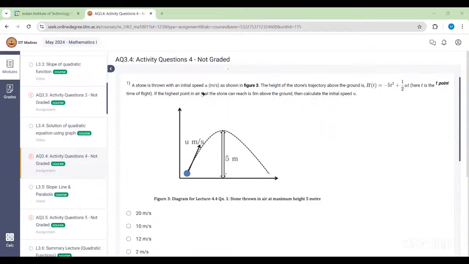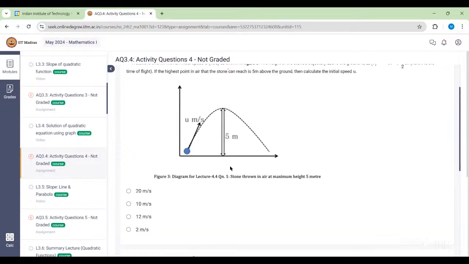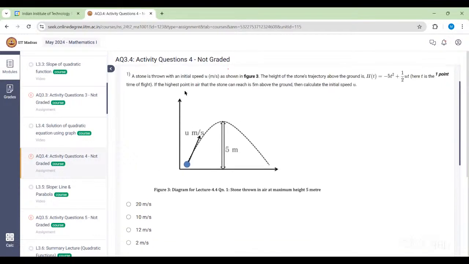If you still have doubts, just try to solve it by yourself. You will get the idea. Any other doubt from this activity, activity 3.4? This question involves only two concepts: what is the y coordinate of the vertex, and how you can solve the equation.